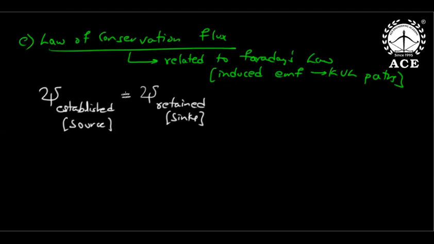Total flux linkages established by the source is the flux linkages retained by the sinks. Now in that regard, what I will do is this: on the left hand side, total flux linkages established is L total into I total.